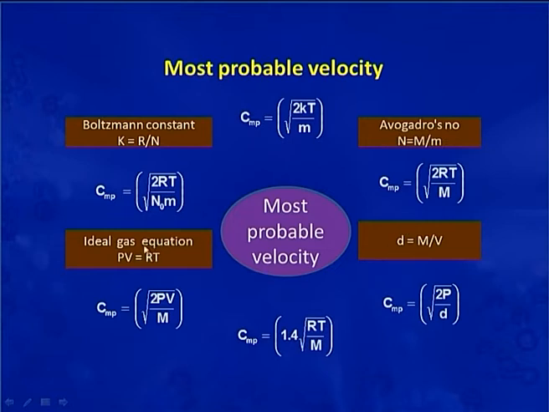Ideal gas equation is PV = RT. So, we can write PV here in place of RT. So, c_mp is equal to √(2PV/M). As we know, density is equal to mass by volume. So, we can write c_mp as √(2P/d). So, most probable velocity is 1.4√(RT/M).